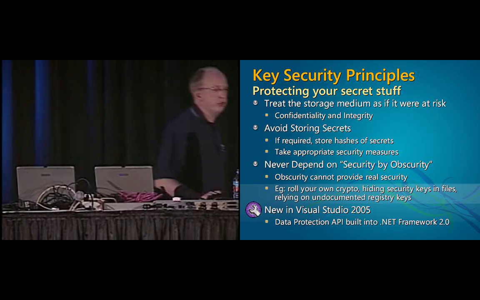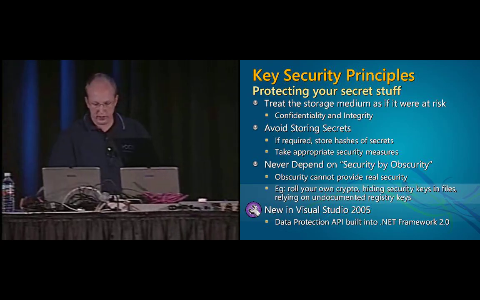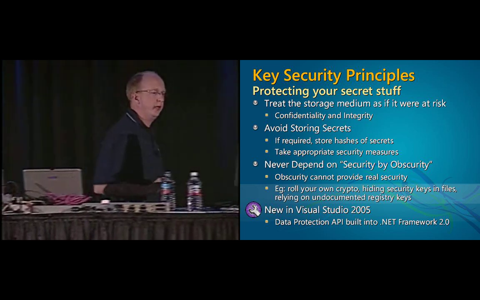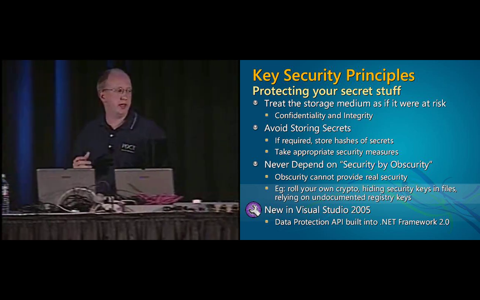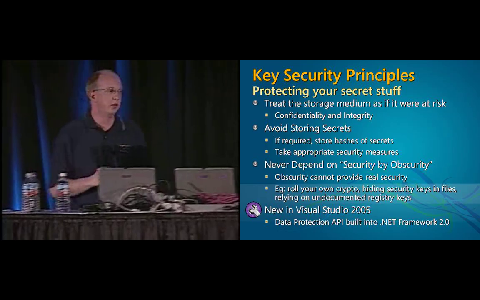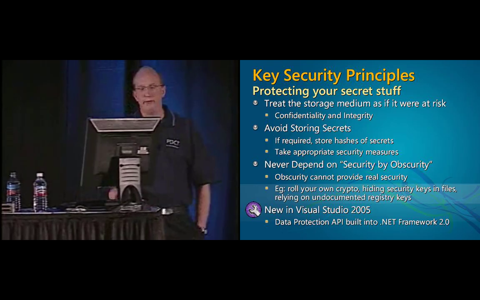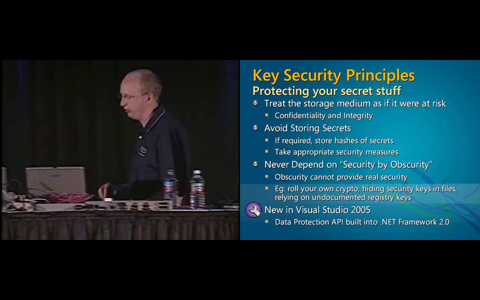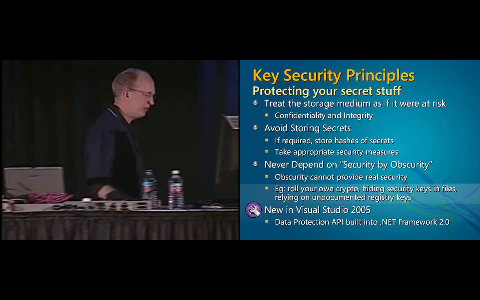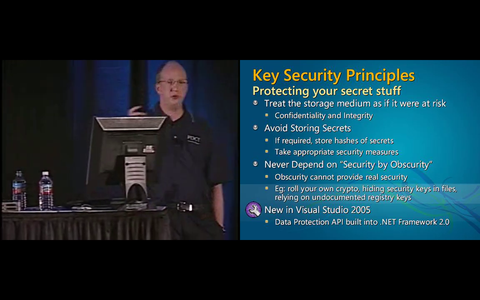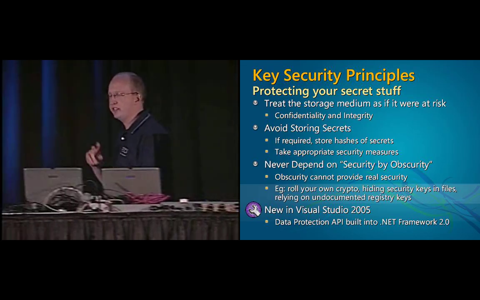The next one is this concept of security by obscurity. So a lot of organizations say, I'm secure because no one actually knows what I'm doing. Examples are roll your own crypto, hiding security keys in files, relying on undocumented registry keys. I was doing a review of someone's code and they had actually written their own Blowfish algorithm for encryption. It's a pretty impressive piece of code actually, but I said, well, why did you do that? And they actually had one good reason and one really silly reason.